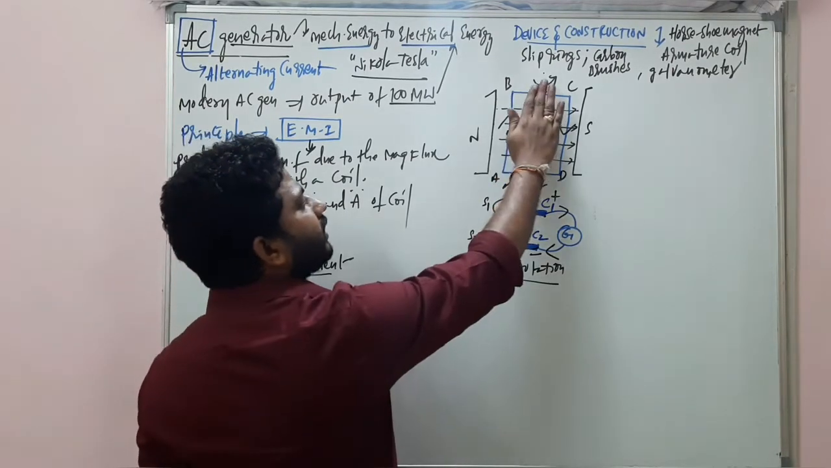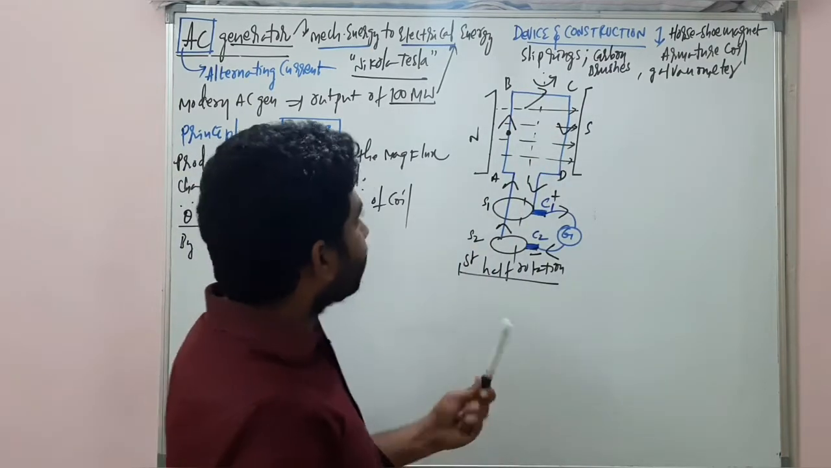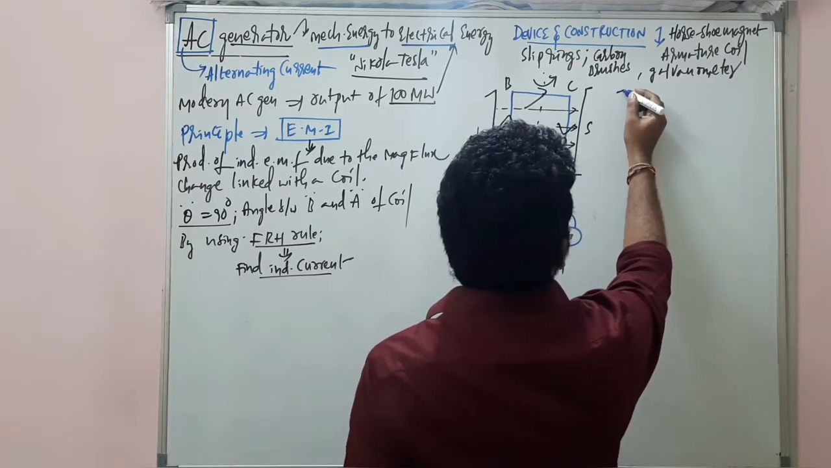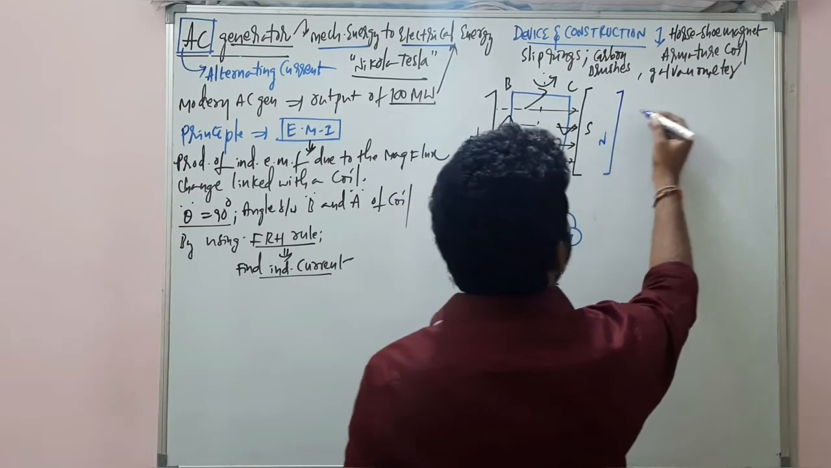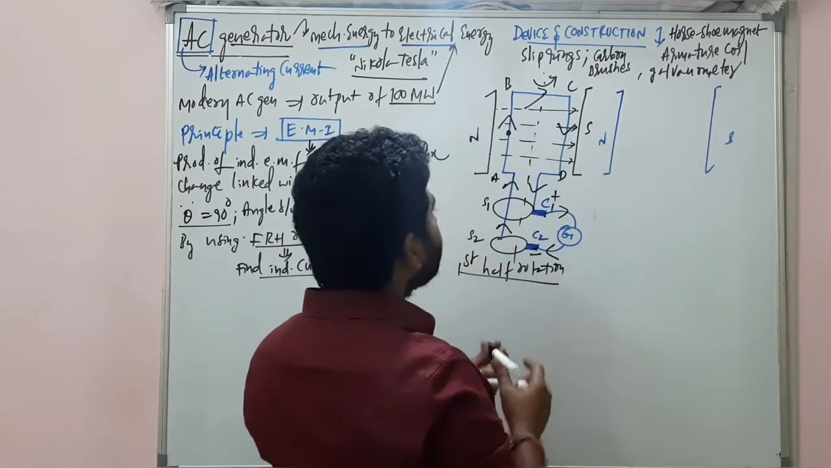Now, second half rotation. Imagine this is completely rotated in this way. Alright? So how it is rotated completely, let me draw again here. This is my north pole and this is the south pole here.